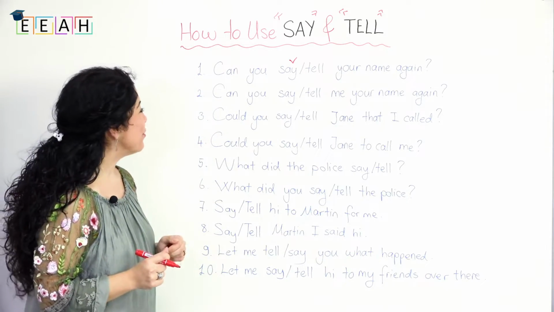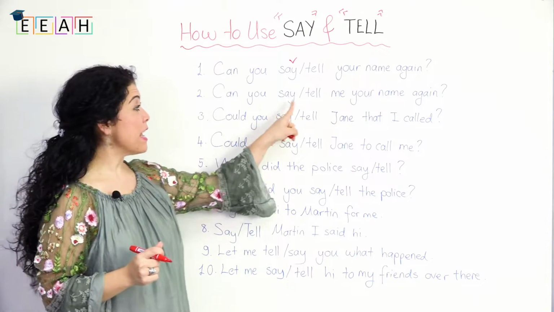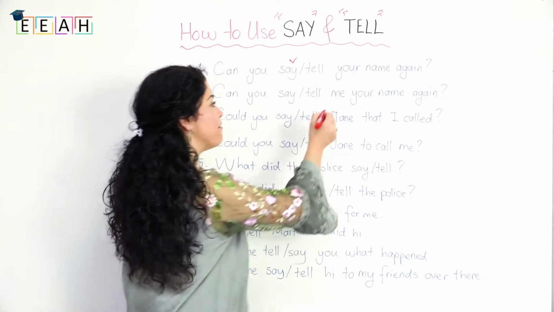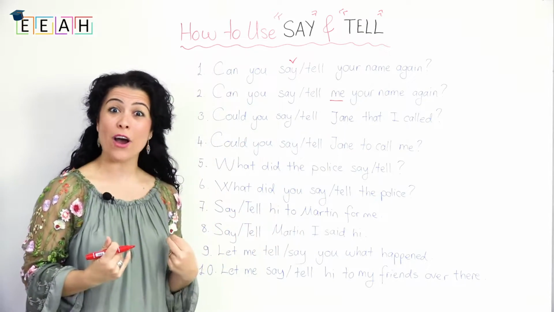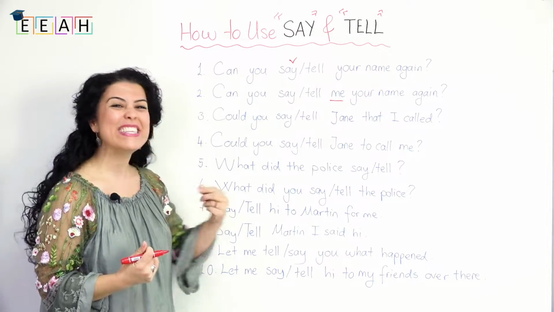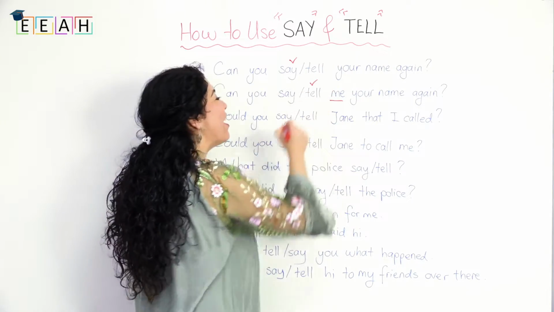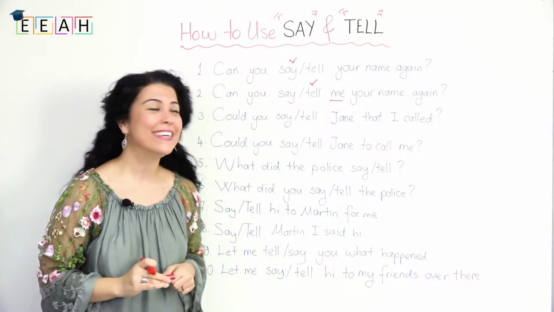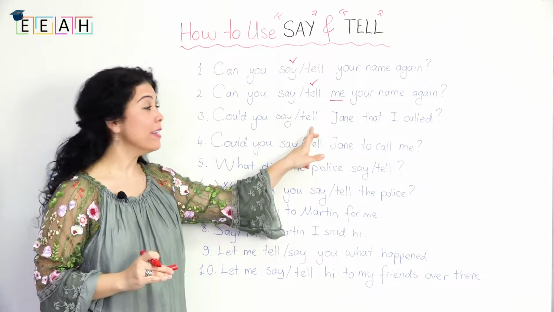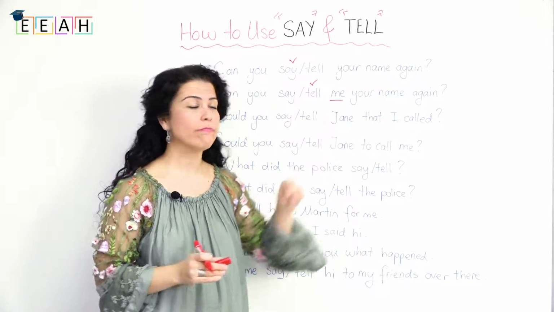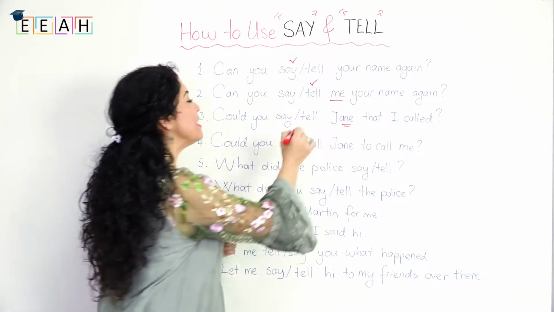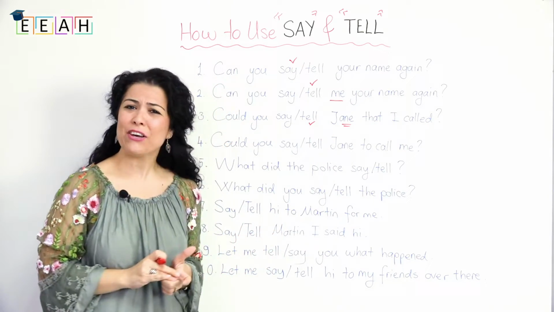Good. Number 2, can you say or tell me your name again? So here we have a pronoun, someone. Yes? So, which one is correct? Can you tell me your name again? Number 3, could you say or tell Jane that I called? So there is a person again, you see? Could you tell Jane that I called?